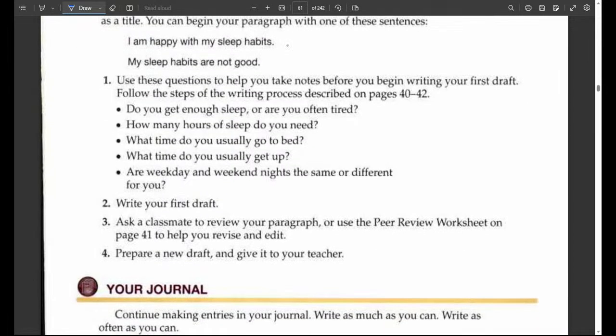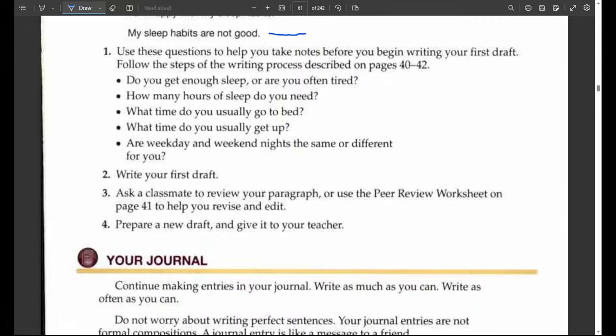If they are good, you say my sleep habits are good, I am happy with them, but you can say my sleep habits are not good. Use these questions to help you take notes before you begin writing your first draft. Do you get enough sleep? Or are you often tired?